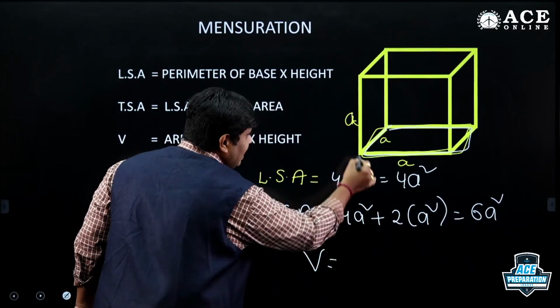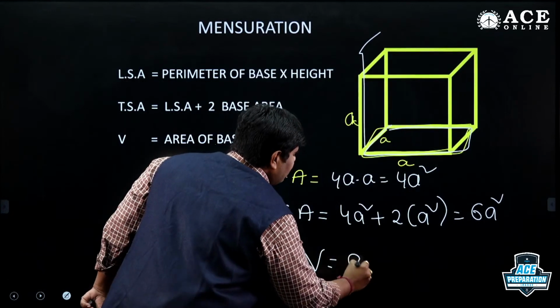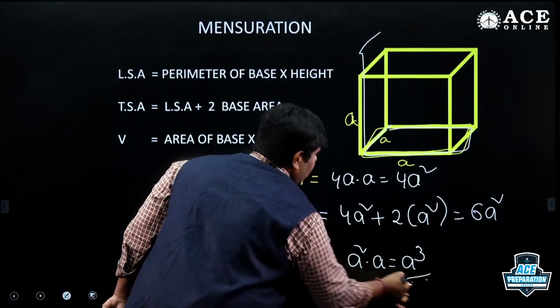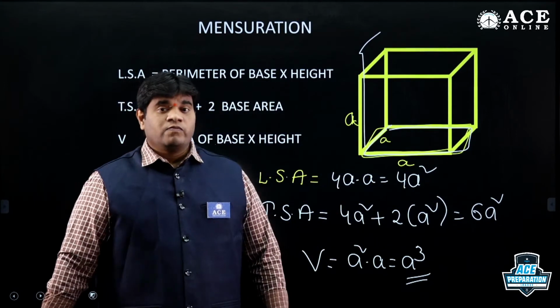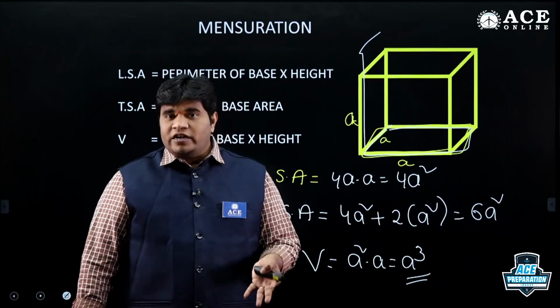Volume means area and how much height. That is the complete volume. So area of the base and height. So then the answer, friends, is A cube. This type we are getting, friends, without by-hearting. Once we know the formula, then it is not a problem.